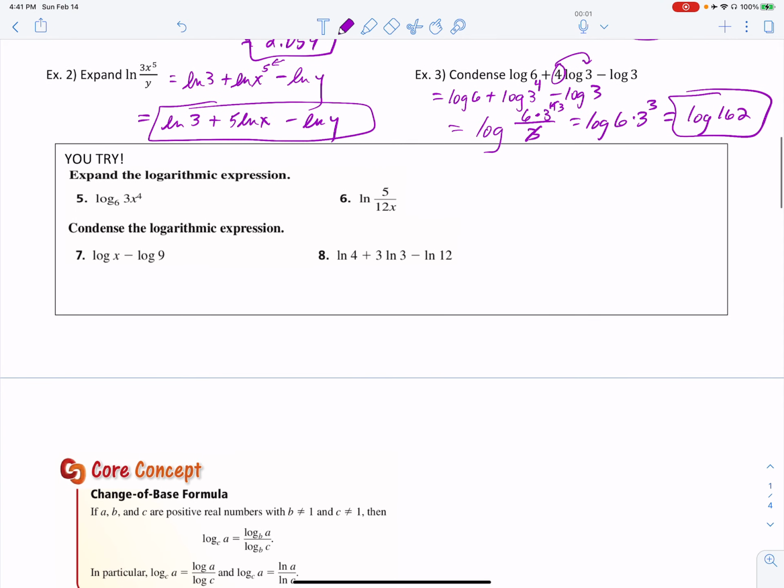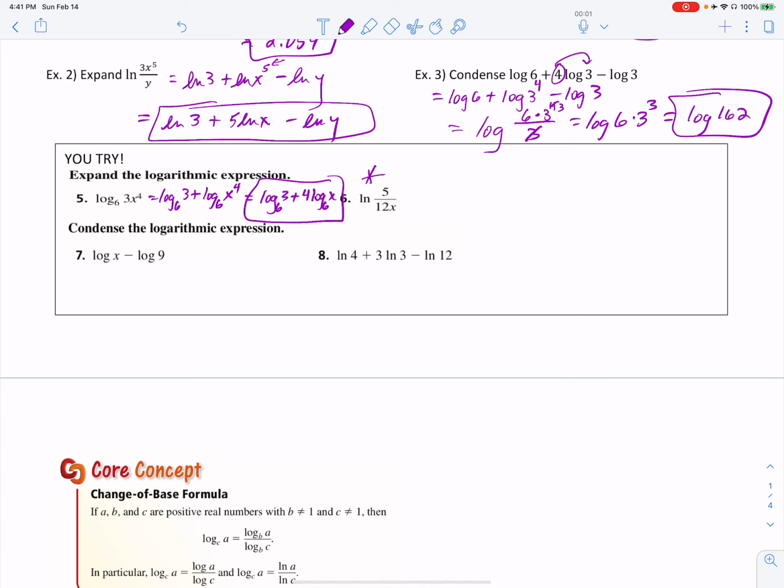Example 5. I can expand this by making it log base 6 of 3 plus log base 6 of x to the 4th. But we don't want to leave that x to the fourth. We don't want to leave that argument with something that has a power. So we're going to bring that out to the front and write it log base 6 of 3 plus 4 log base 6 of x. And that's how it should be written.